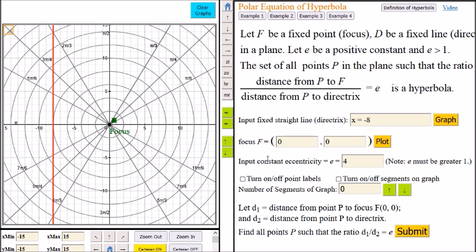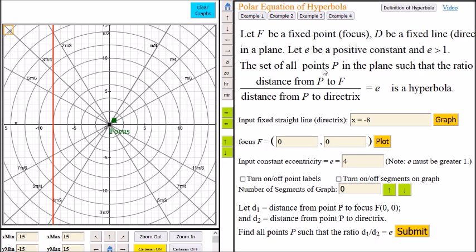To generate the points for the hyperbola, we need to pick three things. So first, we need to pick a fixed point. We'll call it F. And we'll pick the fixed point at the pole here. And we'll call it the focus. And then next, we need to pick a fixed line, the directrix. So in this case, I picked the vertical line x equal to -8. And then next, we need to pick an eccentricity number greater than 1. So we want a hyperbola. The eccentricity number needs to be greater than 1. So in this case, I picked 4.